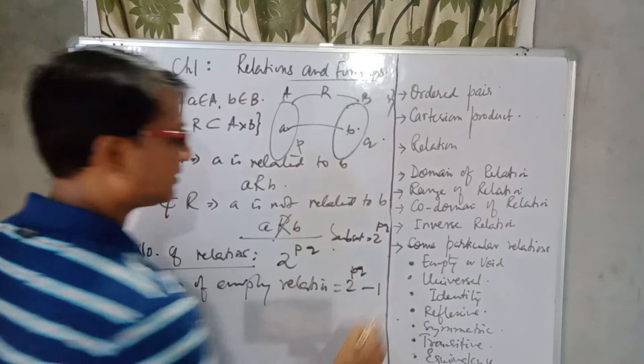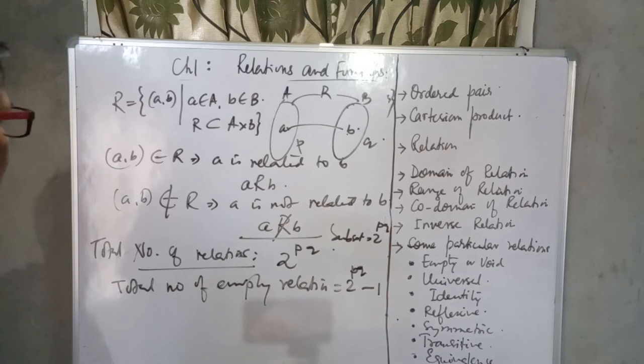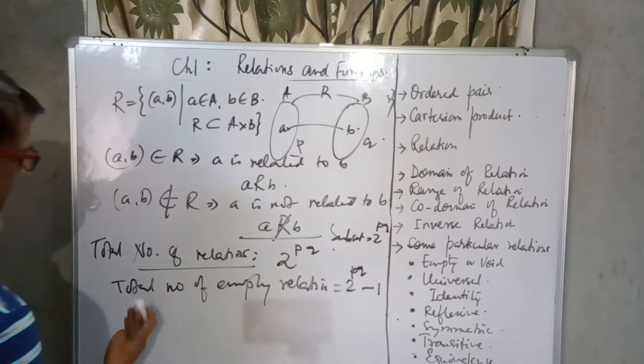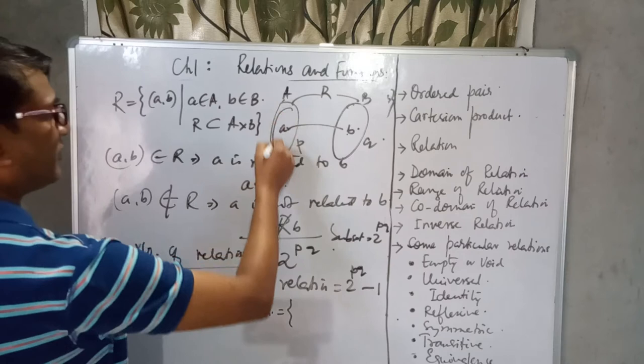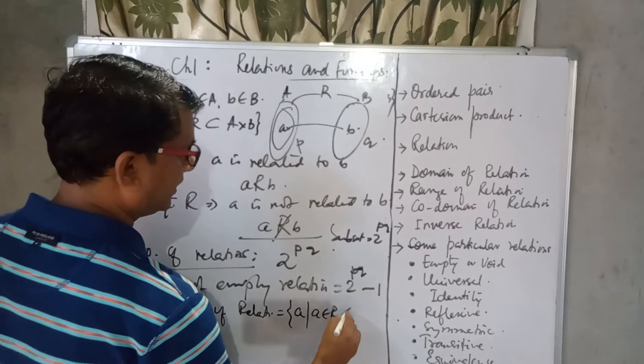Okay, these things you have to keep in mind. Now what is domain? Domain of relations is nothing but the set of all elements of the first component of the relation. That is, a such that a belongs to A and (a, b) belongs to R for some b belongs to B.